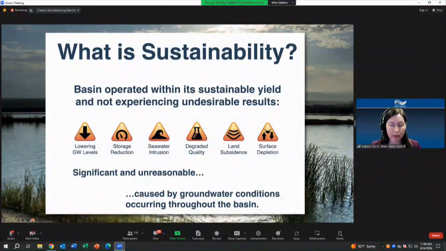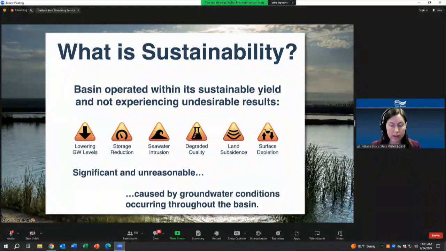So what is sustainability? Sustainability means the basin is operated within its sustainable yield and doesn't experience undesirable results, which are significant and unreasonable occurrences of these 6 things caused by groundwater conditions occurring throughout the basin. What's important is that sustainability is supposed to be determined by locals at the local level.